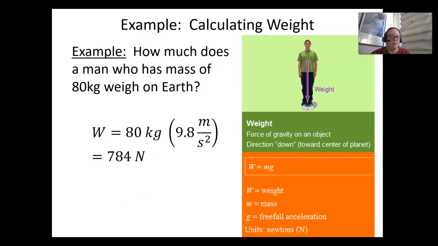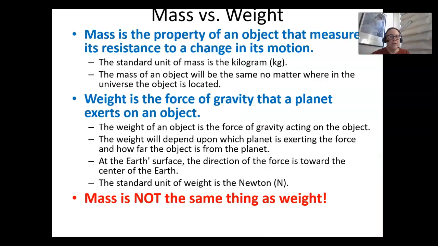So here, this man has a mass of 80 kilograms. 80 times 9.8 tells me that his weight is 784 newtons. That is the force of gravity that the Earth is exerting on him, trying to pull him toward the center of the Earth. So mass and weight are not the same thing.